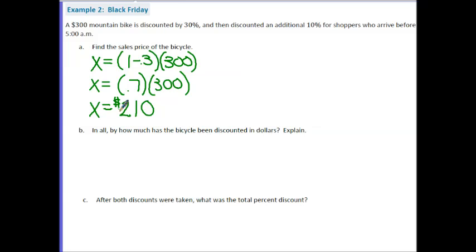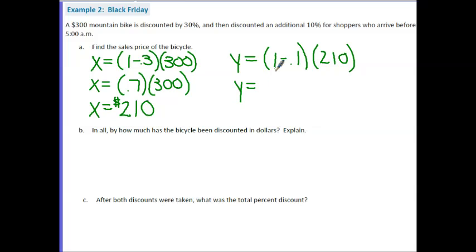If you arrive before 5 a.m., you're going to get an additional 10% off. So again, that's another markdown. But you have to understand that it is a markdown off of the sale price, not the original price. So here, we're going to call this one Y to show the sale price before 5 a.m. 100% minus 10%, which is 0.1, multiplied by the sale price of 210.